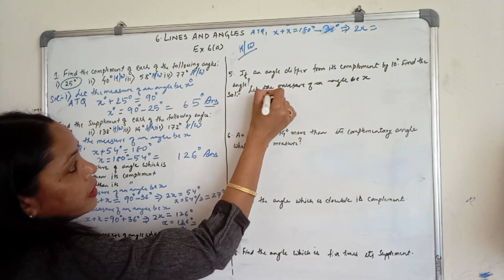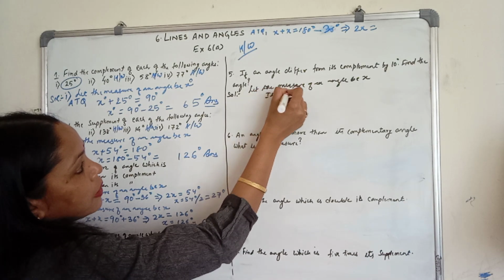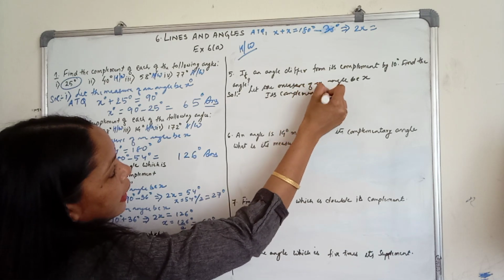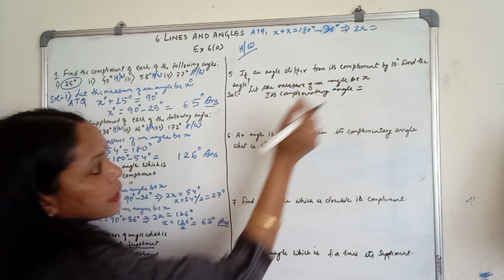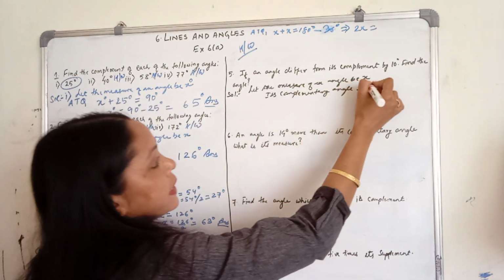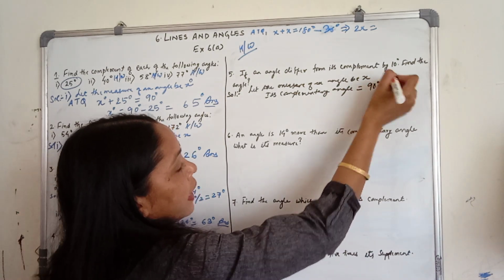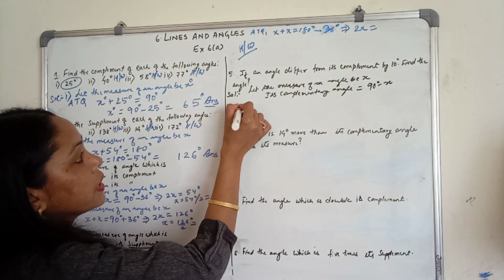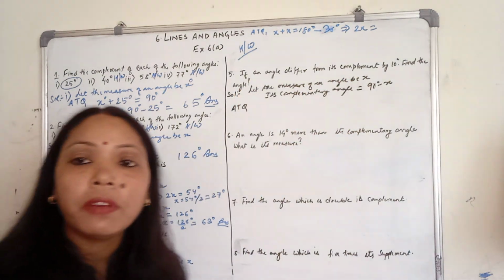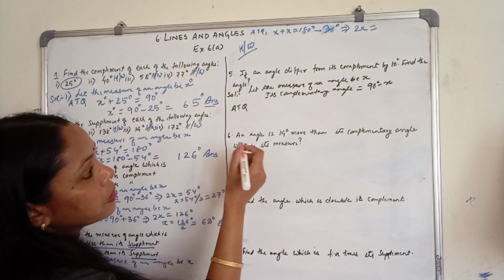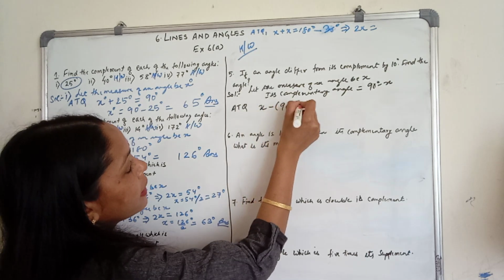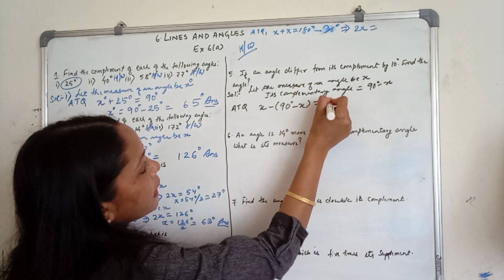Now write down its complement also. Its complementary angle is equal to, yes, if x is your angle, what will be the complementary angle for x? 90 degrees minus x. Now according to the question, if an angle differs, it means the difference between these two will be what? 10 degrees. So according to the question, x minus (90 degrees minus x) is equal to 10 degrees.